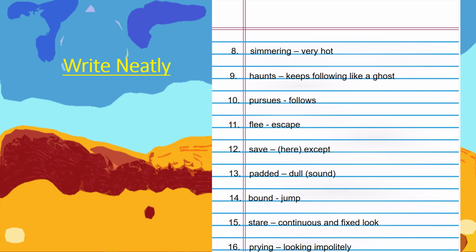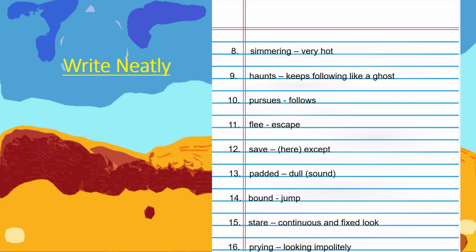Pursues, follows. Number 11, flee: escape. Number 12, save. The meaning of the word used in this poem about save is accept. Number 13, padded: dull. It is used for the sound specifically.